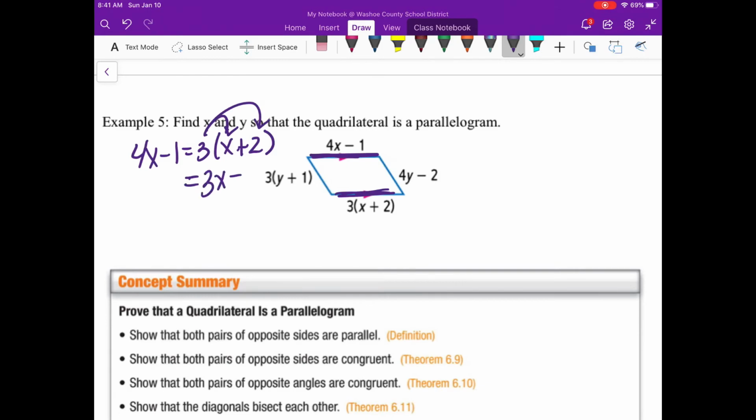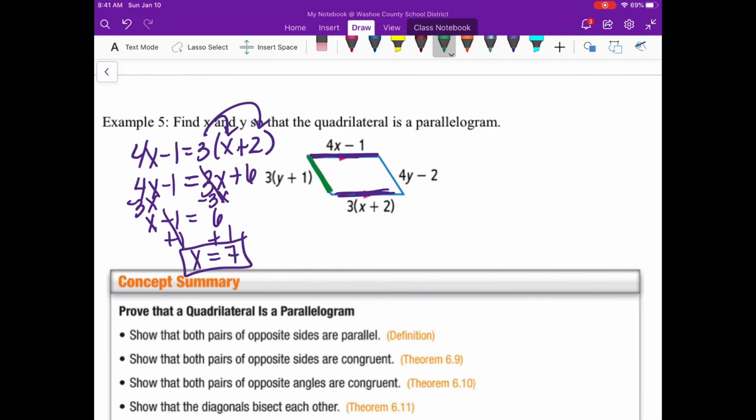This set of parentheses means distributive property. So we're going to distribute the 3 over, which gives me 3x plus 6. And on this side, I still have 4x minus 1. I'm going to subtract the 3x over to this side. That leaves me with 1x minus 1 equals positive 6. Then I'm going to add the 1 to both sides. So x comes out to be 7.